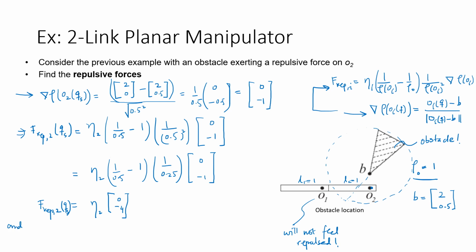And also similarly, you can have the F repulsive computed on joint number 1, and because we have already drawn the radius of influence, that is on the starting configuration to be eta 1, and then you have (0, 0). So this is how you're going to compute the repulsive force acting on the manipulator when you have one particular obstacle in the vicinity of the robot.